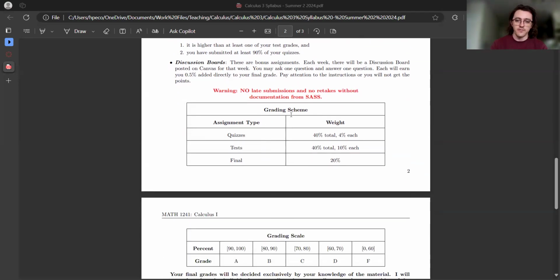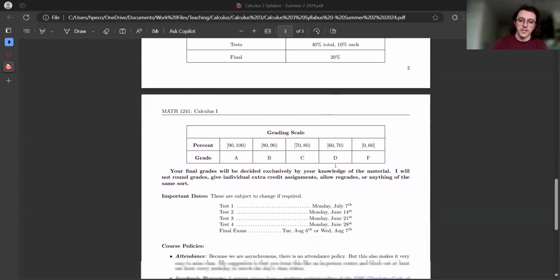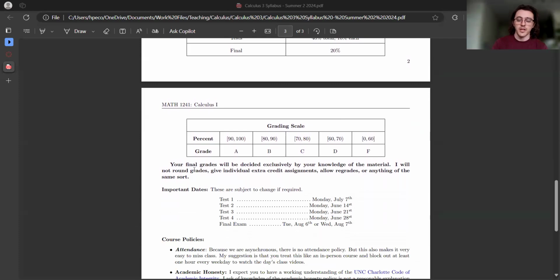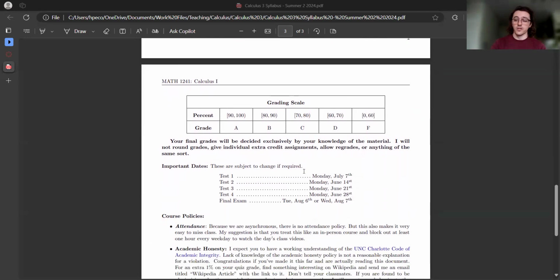Here's a quick breakdown of the grading. Quizzes are 40%. Each quiz is about 4% because there are 10 of them. Tests are 40%. Each one of them is 10%, and the final is 20%. Your grading scale is pretty standard. I'm not going to offer you any individual extra credit assignments. Don't ask me, because I'll just ignore you or say no.